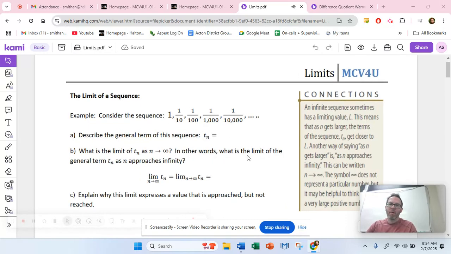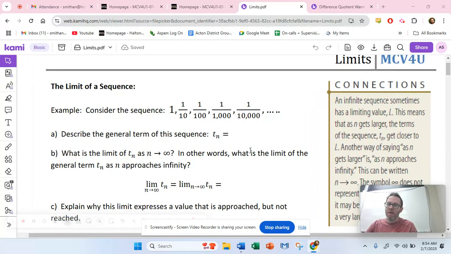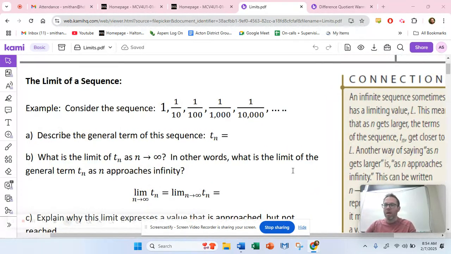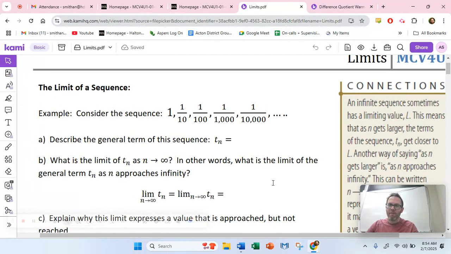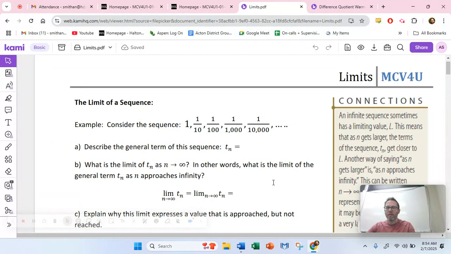Maybe live without it. But if you guys did, that's great. And if you kind of forget, that's okay too. But I have a sequence for you guys here. The first value of the sequence is 1. The second value is 1 over 10. The third value is 1 over 100, and so on and so forth. And this sequence would just go on forever and ever.